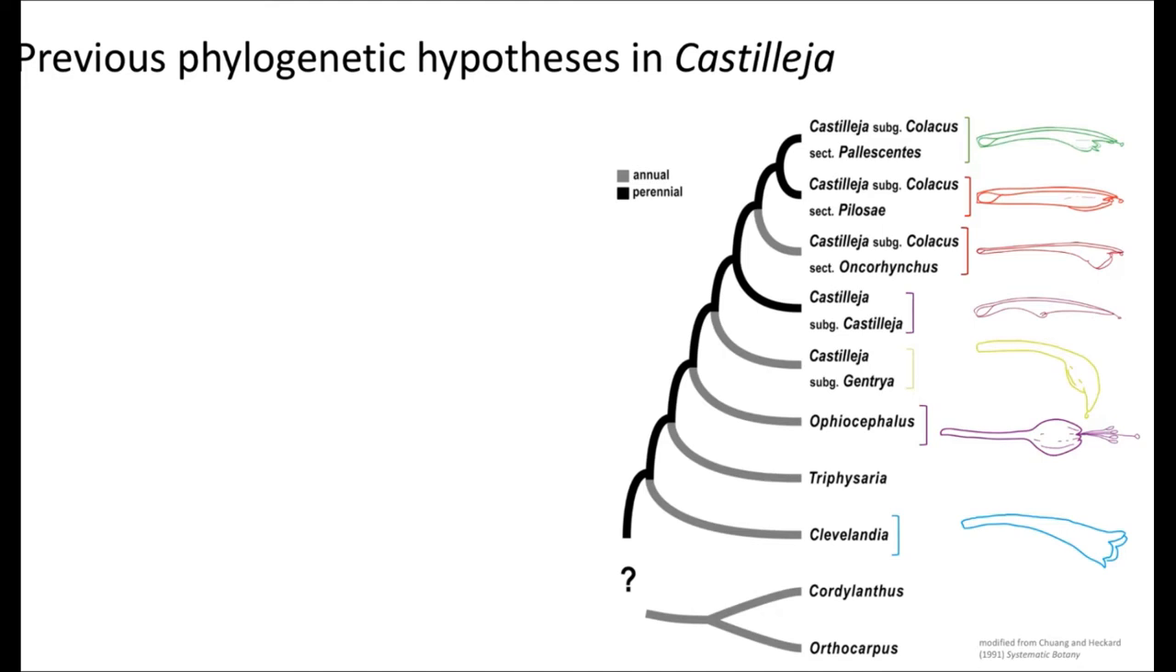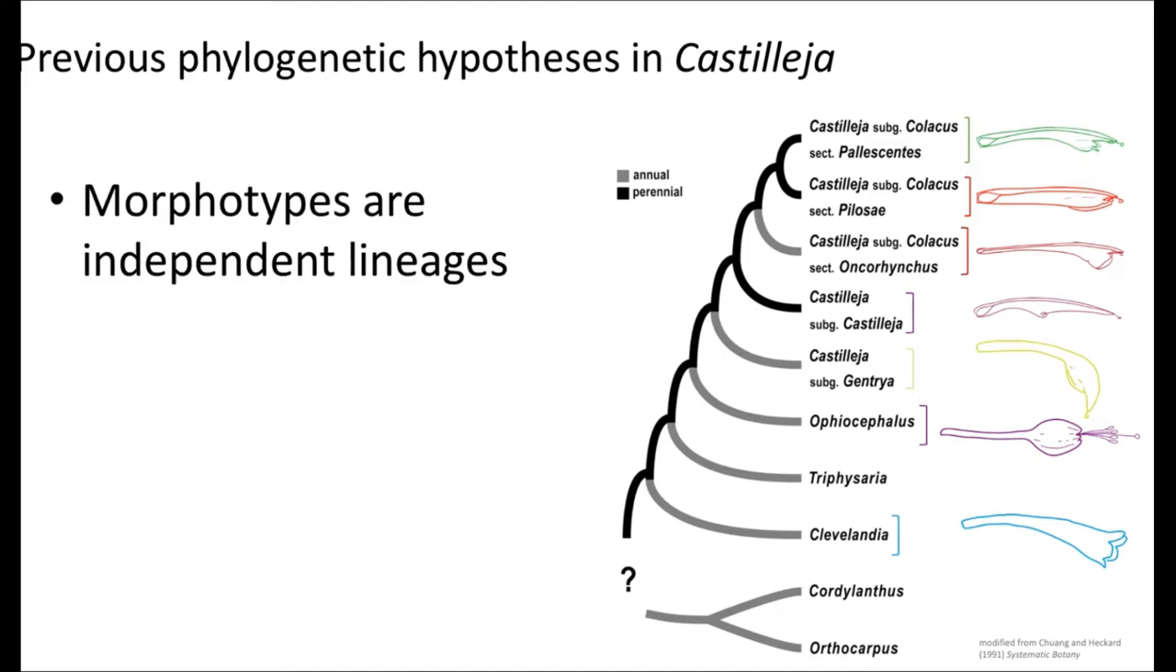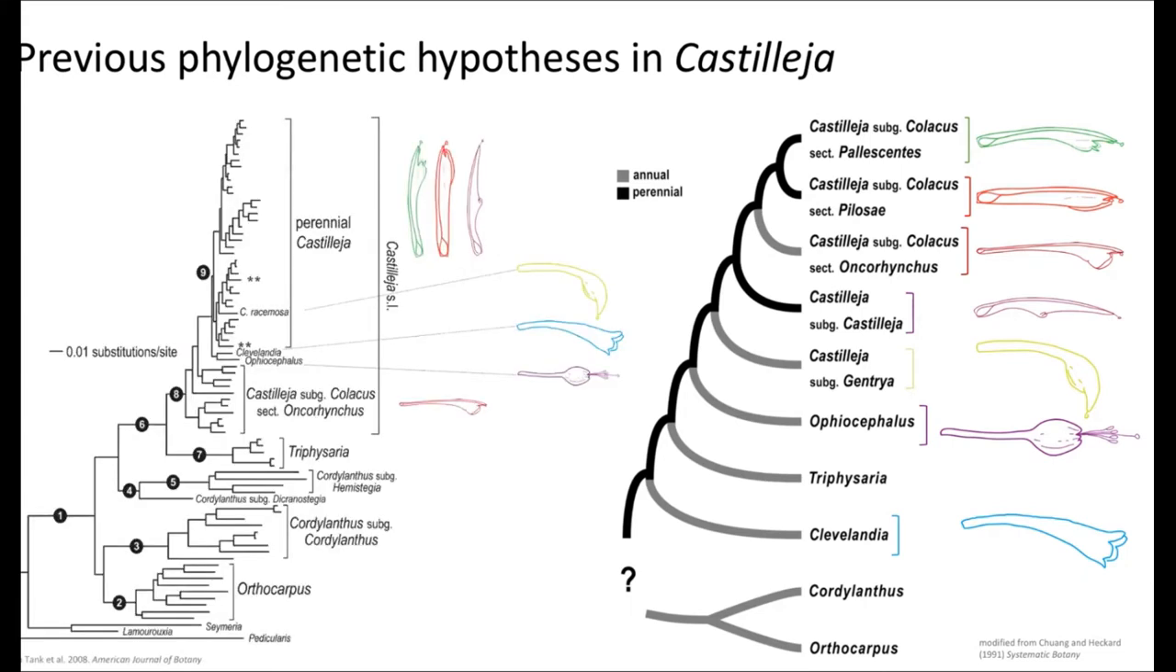So this was the prevailing set of hypotheses into the 90s and the early 2000s, when Dave Tank suspected that the morphotypes are independent lineages and that the annuals are derived from perennials. So this was the prevailing hypothesis in place when Dave started doing his work in the early 2000s.